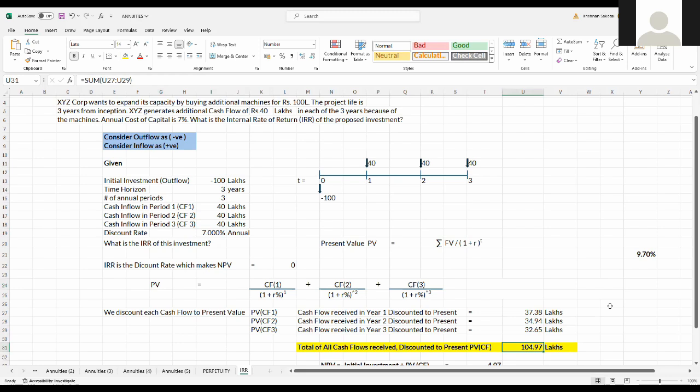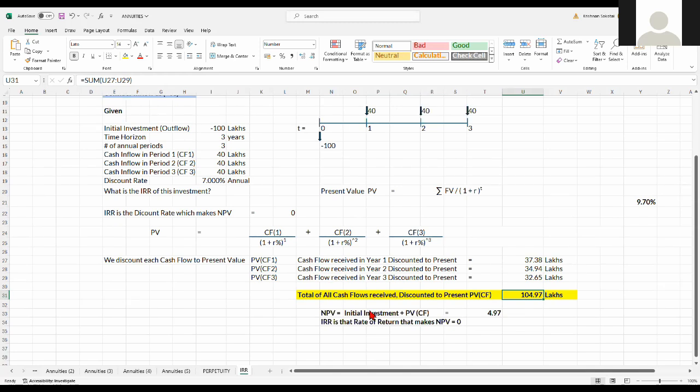104.97 lakhs. Now, if it were a simple NPV problem, you would be happy and say that we have a positive NPV and so the project can go ahead. However, that is not what we are looking for. What we are looking for is the internal rate of return. Here we get an NPV of 4.97, but the NPV we are looking for is zero. So at that point, what is the discount rate?